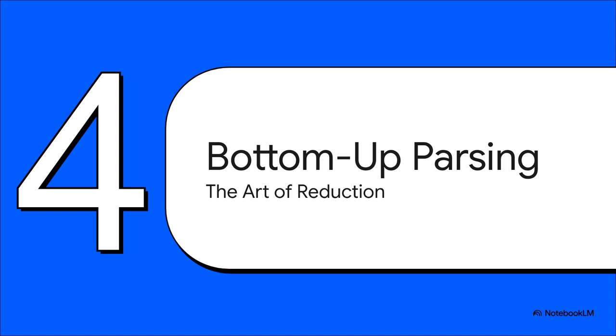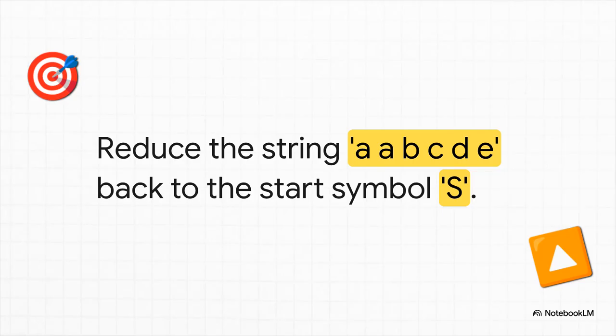Let's look at the other way of doing things, starting with the code itself and working our way all the way back up to that main rule. So, this parser starts with the evidence, the finished string. Its whole goal is to find patterns that it can reduce, that's the key word here, by using the grammar rules in reverse. The hope is to keep reducing until all that's left is that single start symbol, S.